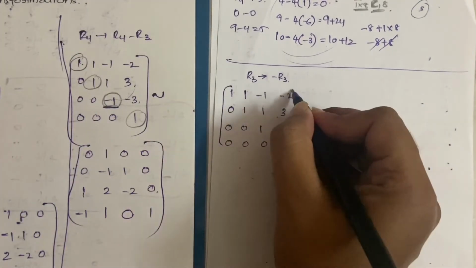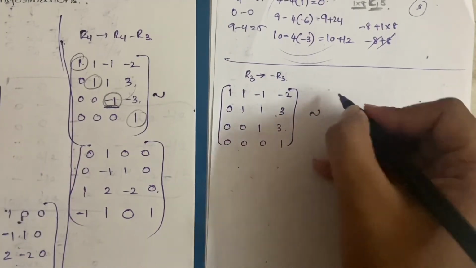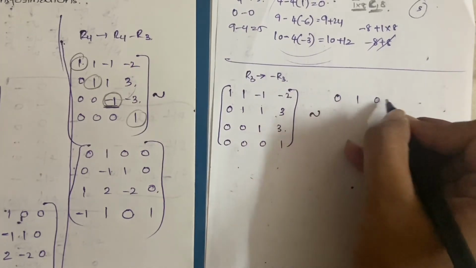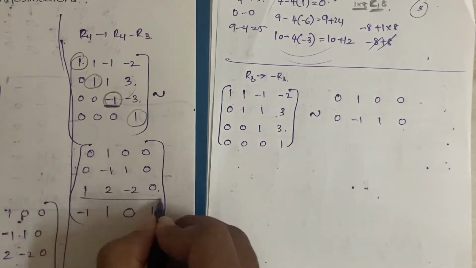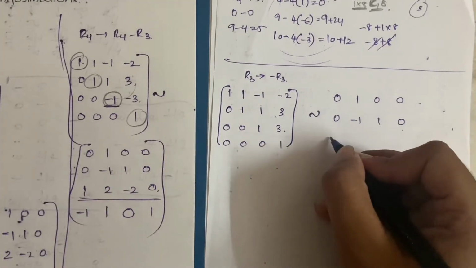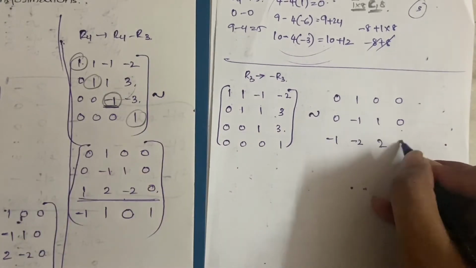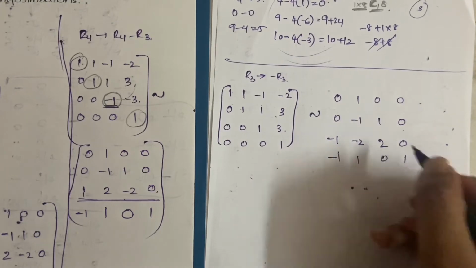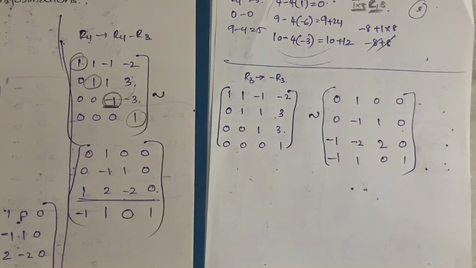Okay, now what will this identity matrix become? Same, you have to apply. R3 will become negative, all the others the same. 0 1 0 0, 0 minus 1 1 0. This will become minus, which is nothing but minus 1, minus 2, minus of minus 2 is plus 2, 0. R4 as it is, minus 1 1 0 1.